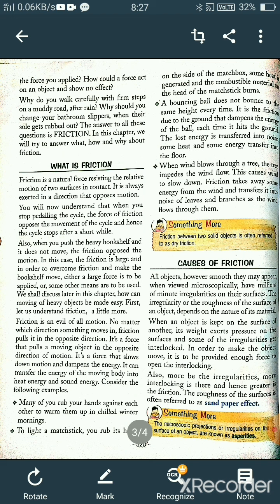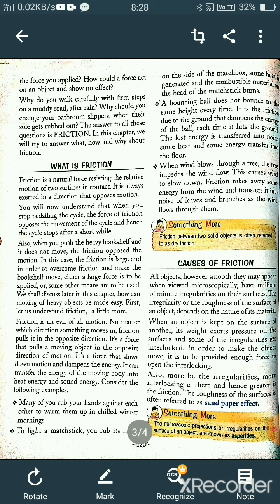So we can say that friction is actually an evil of all motions, as it opposes or restricts the motion, or we can say that it is a natural force restricting the relative motion of two surfaces in contact. It is a force that pulls a moving object in the opposite direction of the motion, and it is a force that slows down motion and dampens the energy. It can transfer the energy of the moving body into heat energy and sound energy.